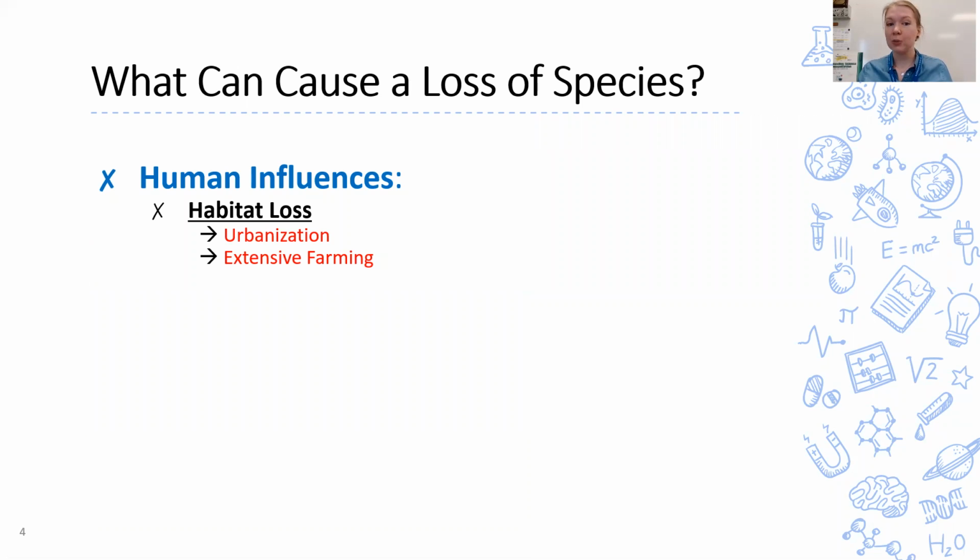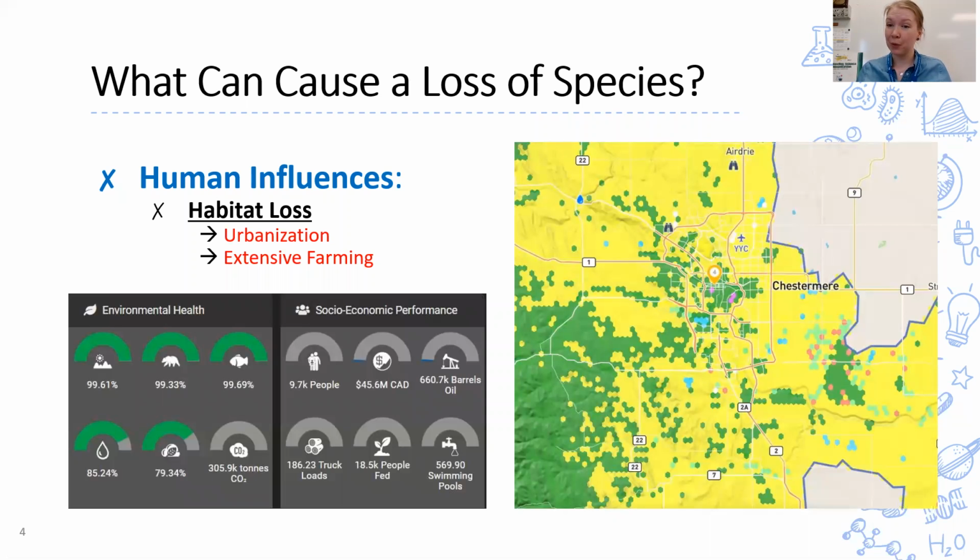Now, there are many human influences that could cause species to become extinct, or just cause the species to decrease in numbers as well. One of those examples is habitat loss, either through urbanization or extensive farming. If you remember from the previous video, I showed you land use change over time. This is a similar image here. And I've also included the environmental health and socioeconomic performance scales as well.